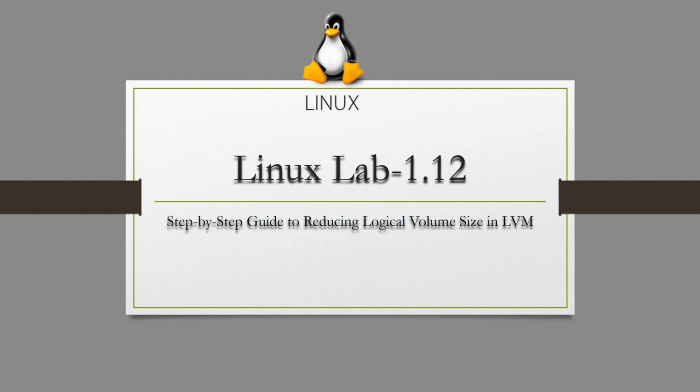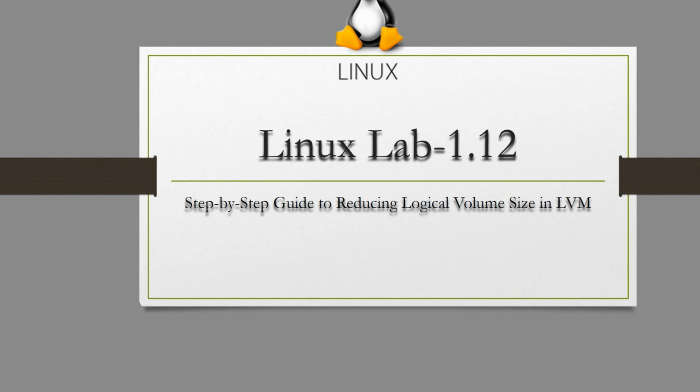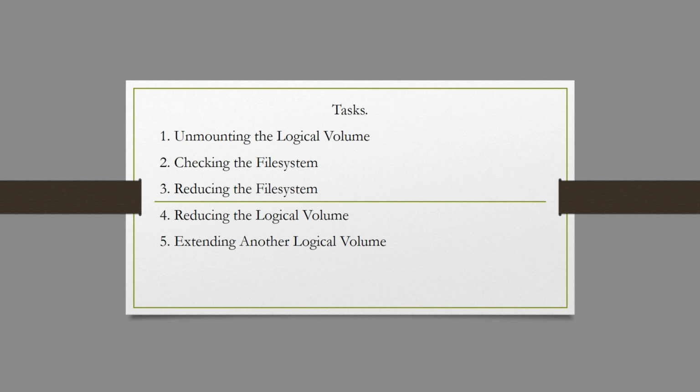Today we are diving into a useful Linux task. I show you how to reduce logical volume size with EXT4 file system. It contains 5 tasks. The first task is how to unmount the logical volume. Next we are checking the file system if we have some errors in it, and after that we're reducing the file system. In our case it will be EXT4 file system, generally used in Ubuntu or Debian. Next we are reducing the logical volume, and finally we're extending another logical volume.